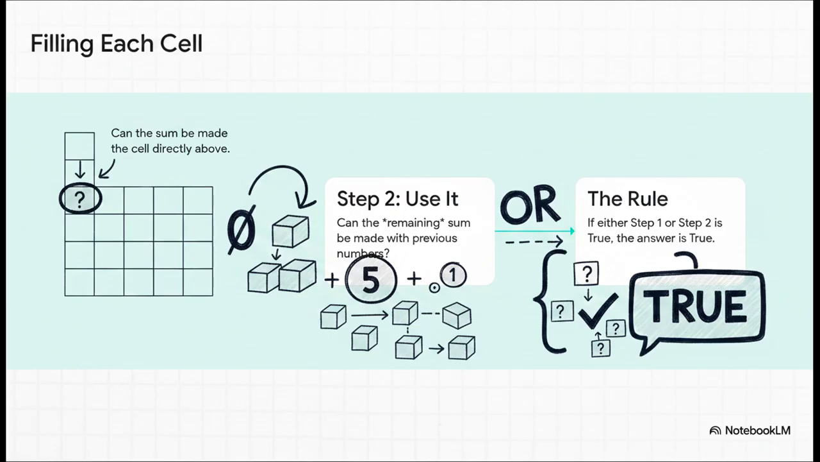Easy. Choice 2, we do use the new number. If we use it, say the number is n, then we need to have been able to make the remaining sum, which is j minus n, using the previous set of numbers. So we look in the row above at that other column. And here's the kicker. If either of those choices works, if either of them is true, then the answer for our current cell is true.